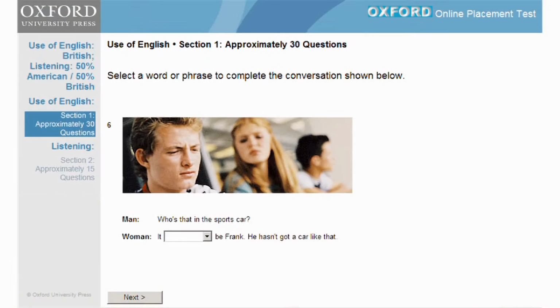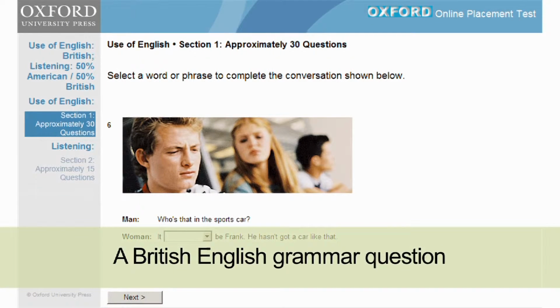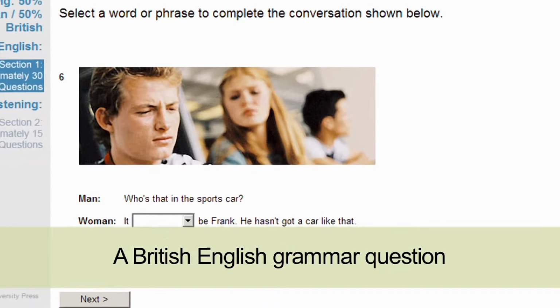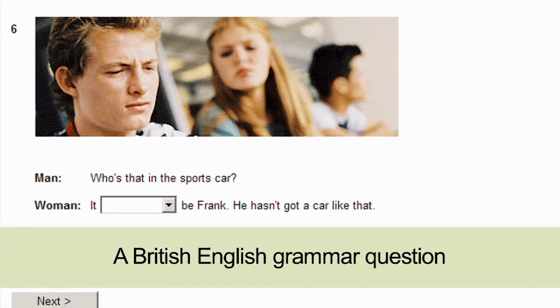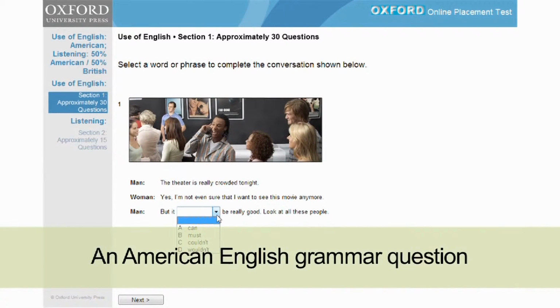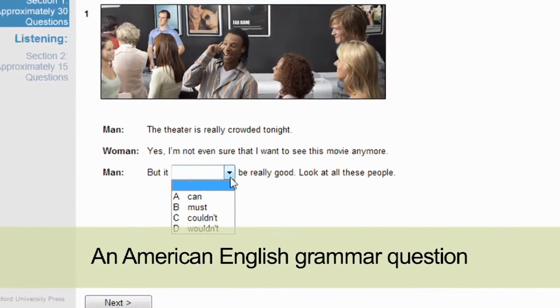First, we'll take a look at the use of English section. This tests grammar and vocabulary in around 30 questions. You can choose whether it's in British English or American English. This example question is set at a low level and tests British English grammar. Here is an example of a low-level question using American English grammar.